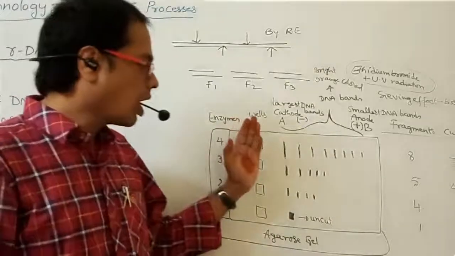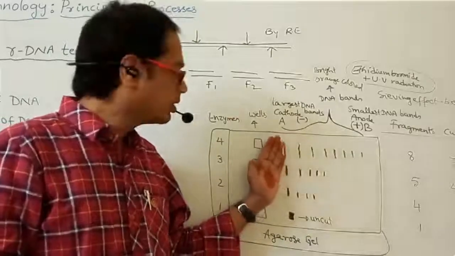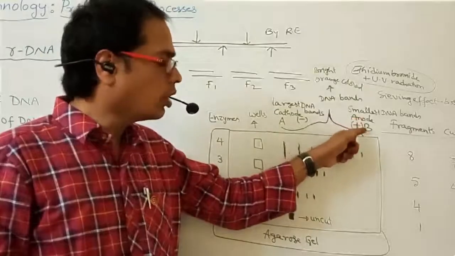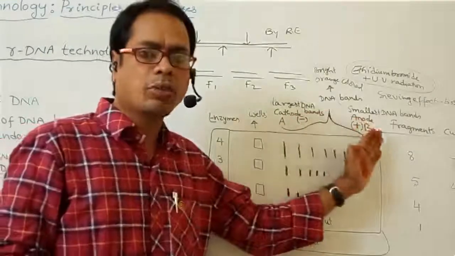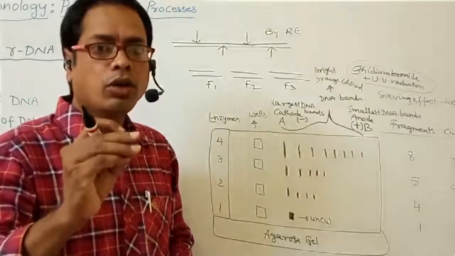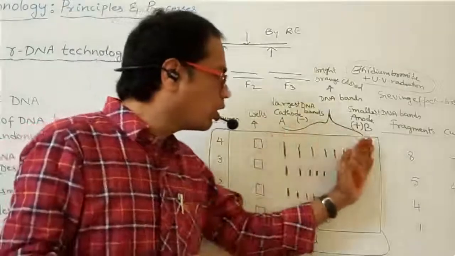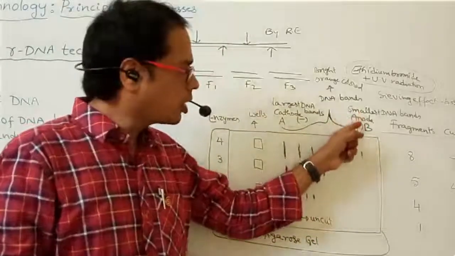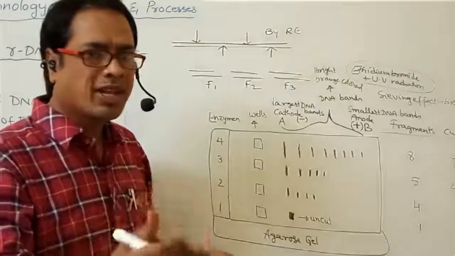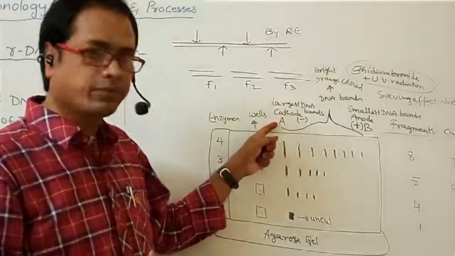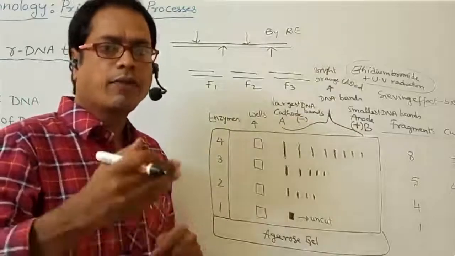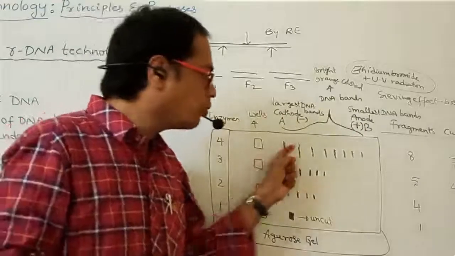Okay, so larger DNA fragments are at cathode, smaller DNA bands are at anode. Why should the DNA bands move towards the anode? Because DNA is negatively charged. Anode is positive charge, DNA is negative charge. Larger DNA fragments are at A, smaller DNA fragments are at B. The smaller the DNA fragments, the farther they move.